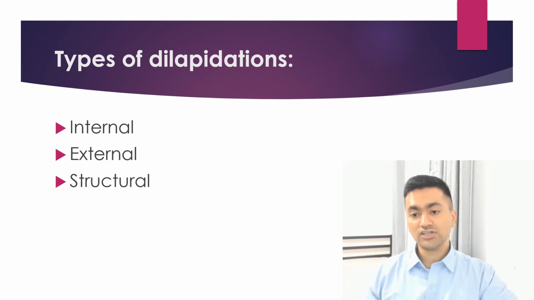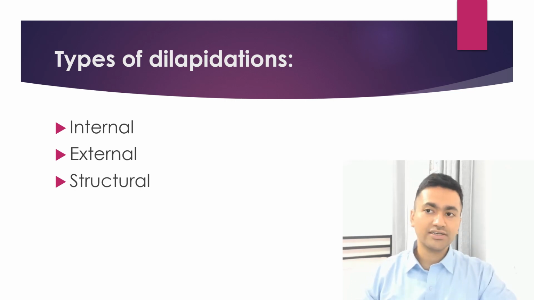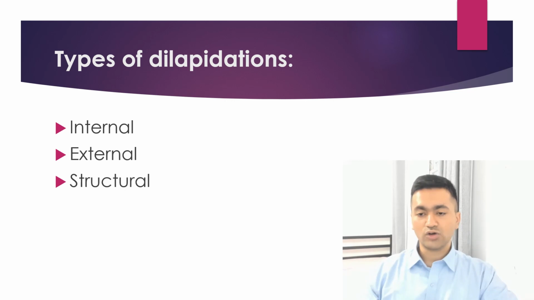Now, the third is structural dilapidation, which is the most serious and pricey one. Now, structural dilapidation pertains to damages or alterations that affect the structural integrity of the building. Now, this includes issues with the foundation, load-bearing walls, or major structural components. The structural dilapidations are typically the most serious and costly to repair as they directly impact the stability and safety of the property.